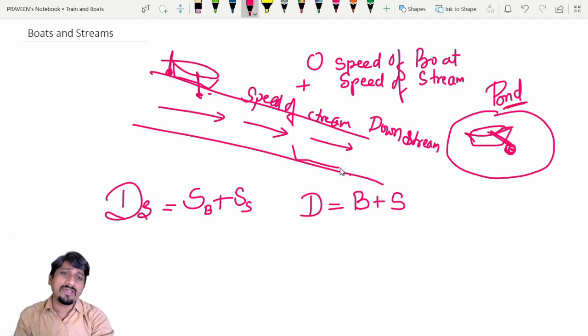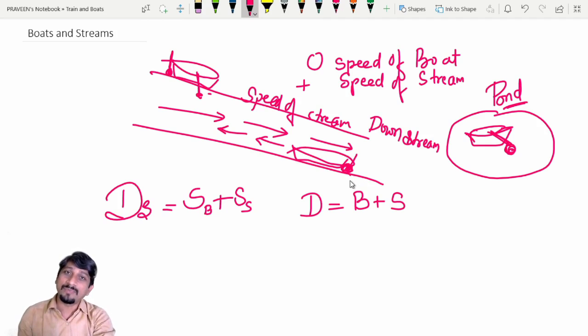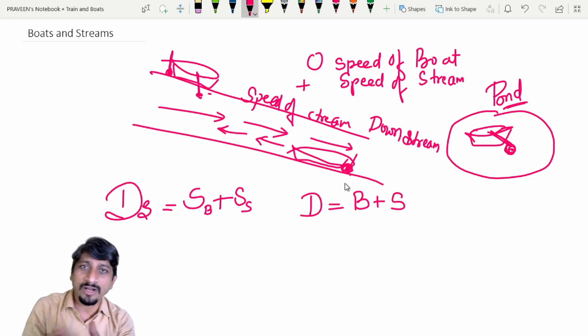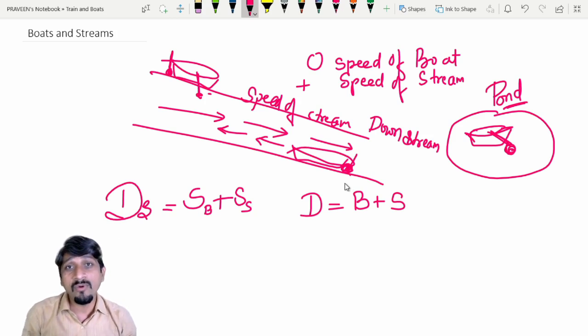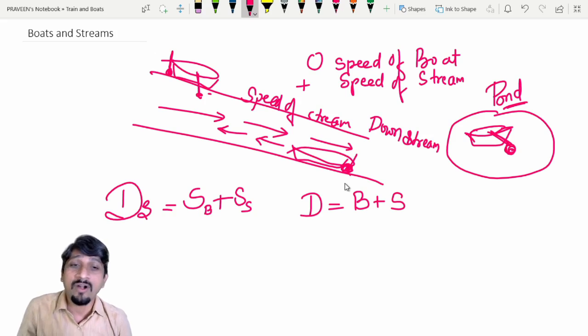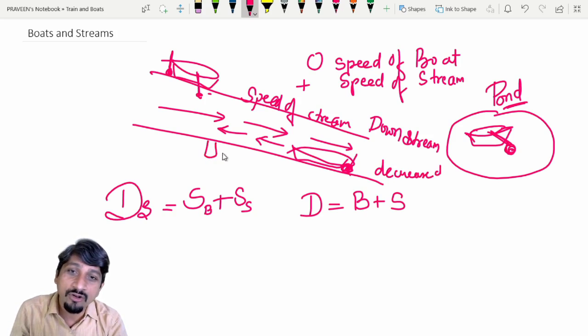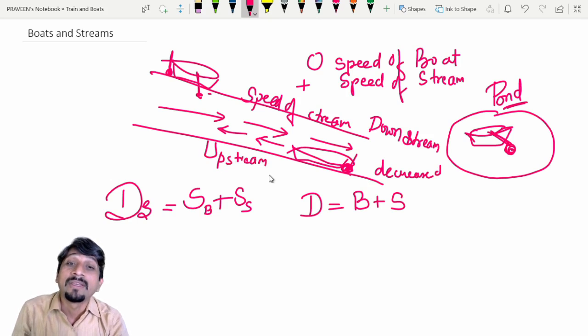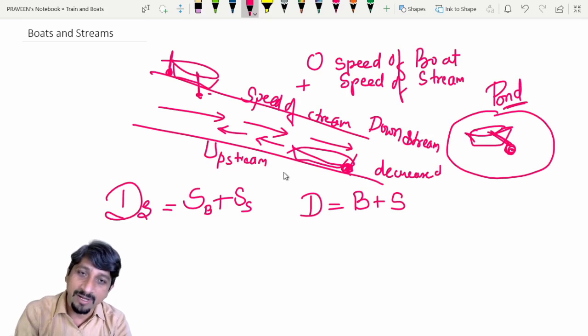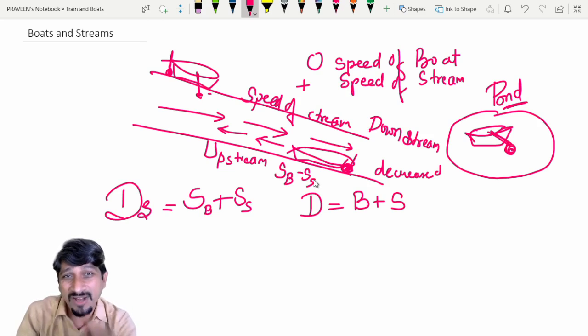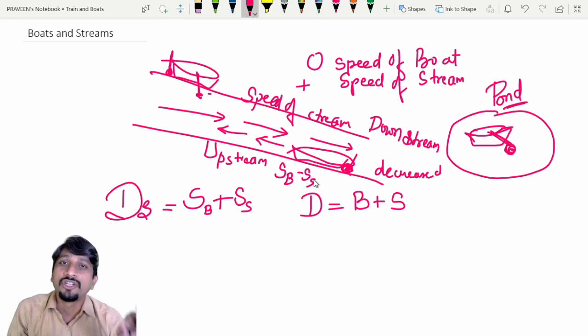Now suppose we have the same boat with the same motor which is going against the stream. When it is going against the stream, what will happen? There will be resistance from the speed of the stream. Now the speed of the stream will try to stop it. We have to put more energy to make it run against the stream. So the speed will be decreased. If something is going upstream, the upstream speed will be the speed of the boat minus the speed of the stream, because that much speed will be lessened, that much resistance will be created by the stream.